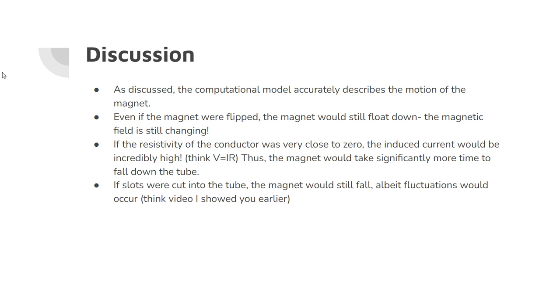Now, I mentioned the video for a specific reason earlier, and that was for this part right here. If there was a slot in the tube, if there were holes in it, whatever, the magnet would still fall and still float down, but there would be fluctuations. That video earlier was pretty good at describing that aspect: it still did float down, but it would not be the most accurate way to do so.